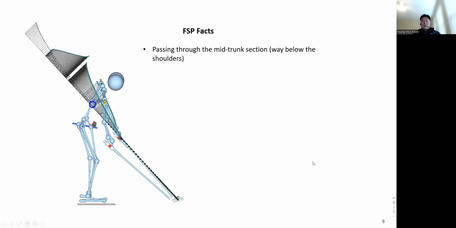So here are some facts about the functional swing plane. First, on the average, the functional swing plane passes through the mid-trunk section. And actually, it's way below the shoulders. As you can see here, this pattern is quite typical: the swing plane is passing through the midsection of the trunk, and then way below the shoulders. And of course, this is the average slope.